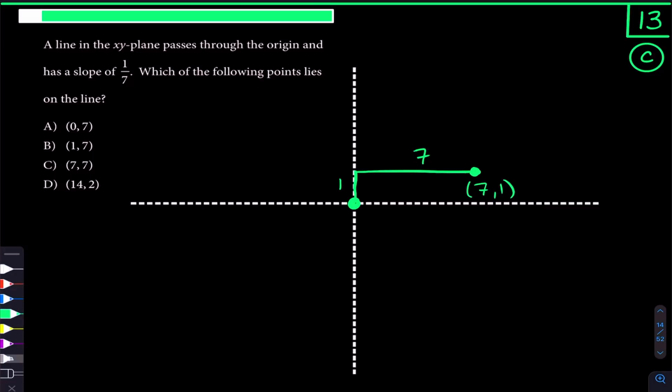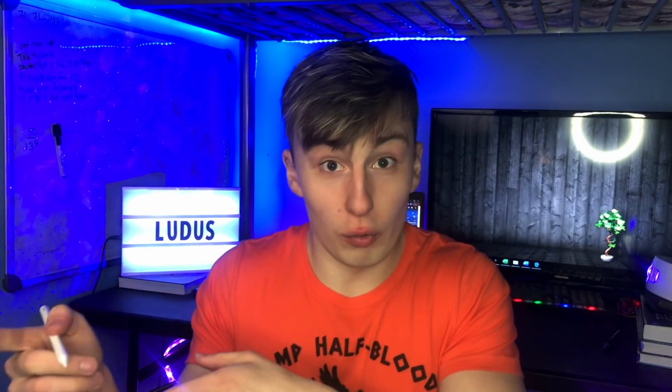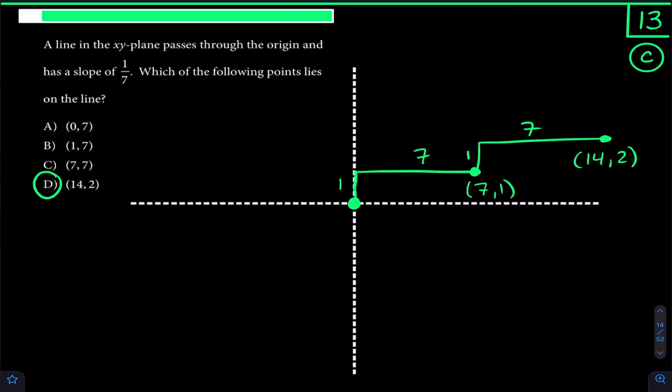But you can see here that doesn't match any of our answer choices. So where do we go from here? Might be a little confusing, right? Well, let's go one more over and see if we can get any of these answer choices. So if we go up by 1 over by 7 again, we end up at 14, 2 this time. So choice D is the answer here.